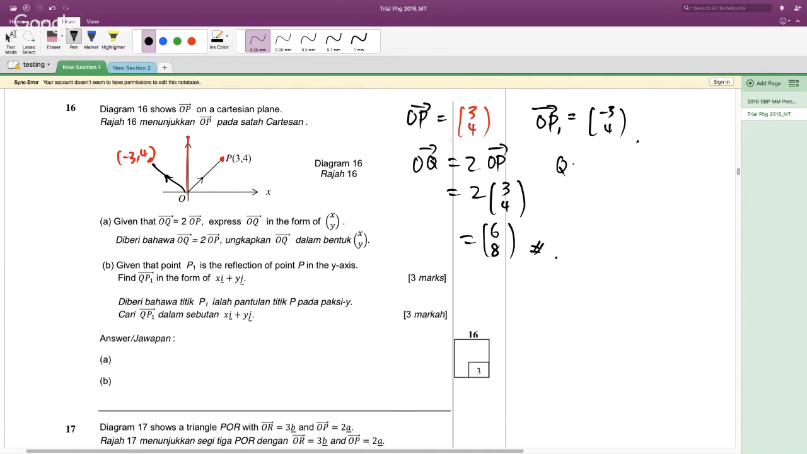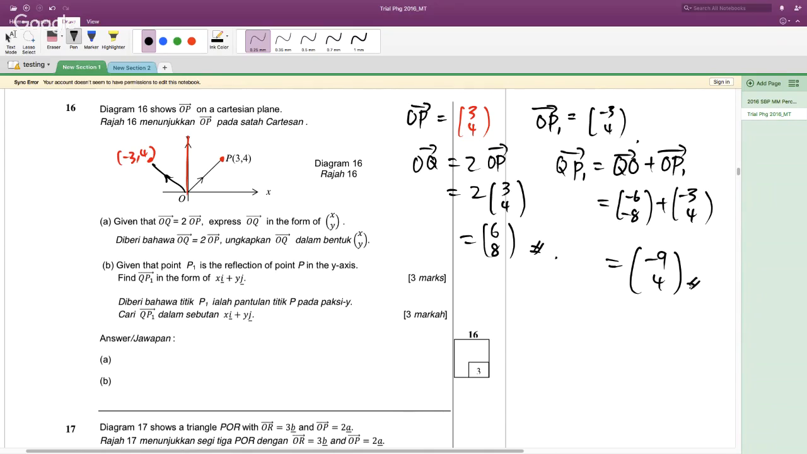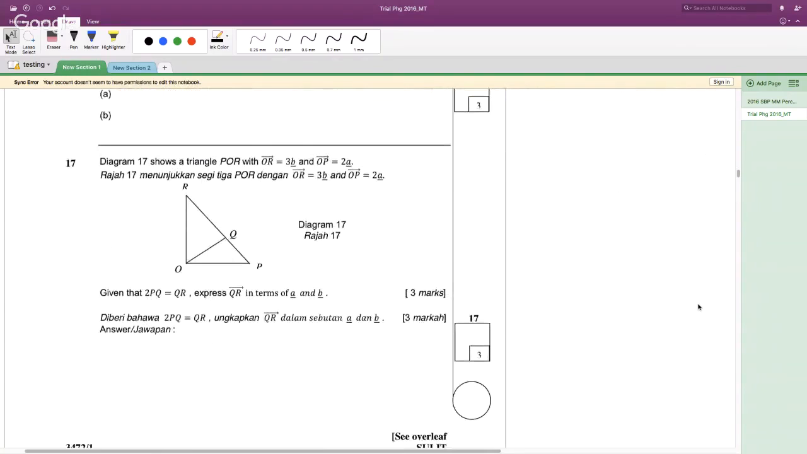In order to find QP1, I know this is QO plus OP1. We have OQ, so QO is just adding a negative to both, and OP1 is (-3, 4). So your final answer should be (-9, -4). All right, it's very easy. You just need to understand the vector. Okay, so move on.